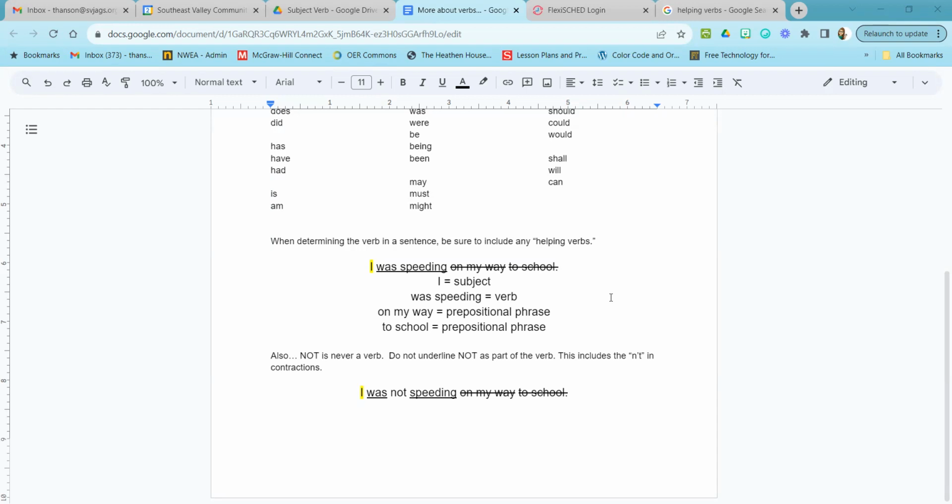So if I have the sentence, I was not speeding on my way to school, then you're going to have the same setup. On my way and to school are prepositional phrases. We get rid of those. I is your subject, and was speeding is still your verb. We don't do anything with not. We just leave that out, and it can just sit there and be itself.